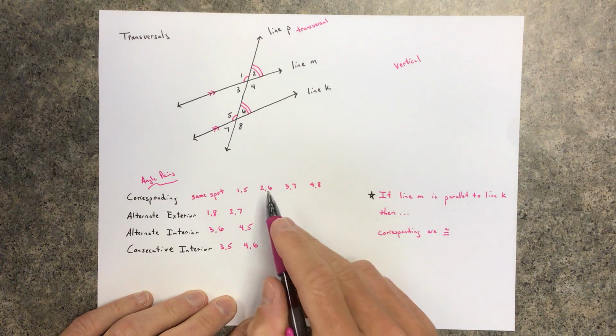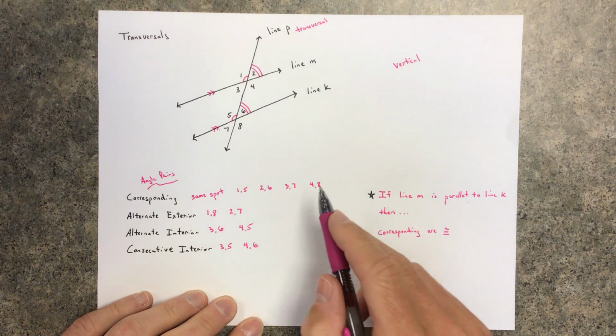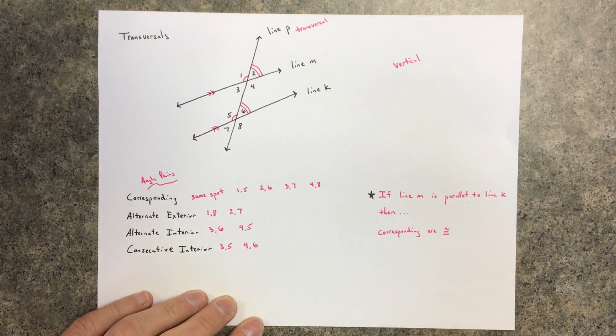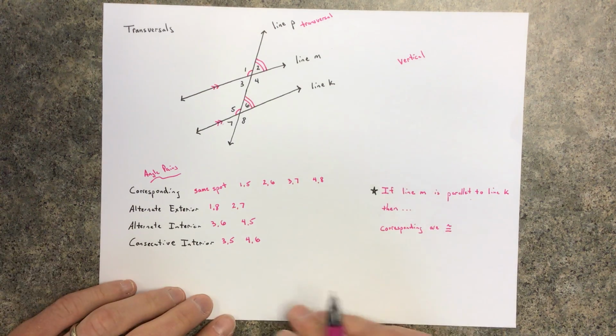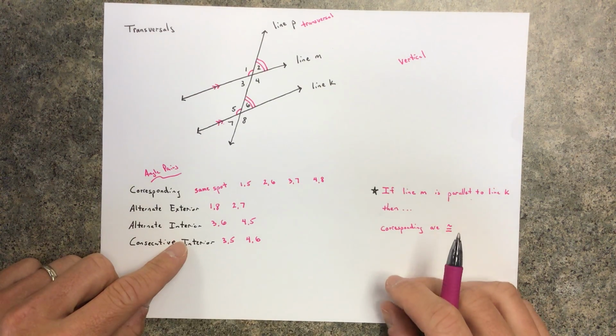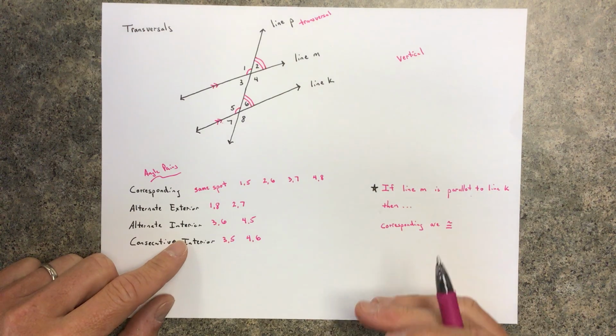1 and 5 are congruent, 2 and 6 are congruent, 3 and 7 are congruent, 4 and 8 are congruent, based on all that stuff. Okay? So if we know then that all the corresponding angles are congruent, we can start building other things.